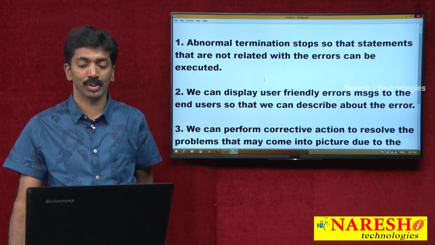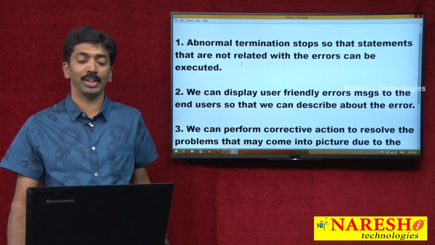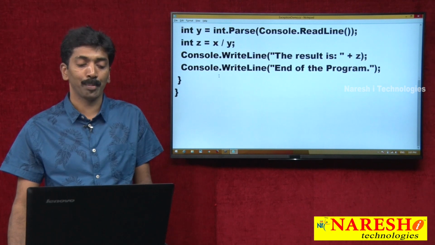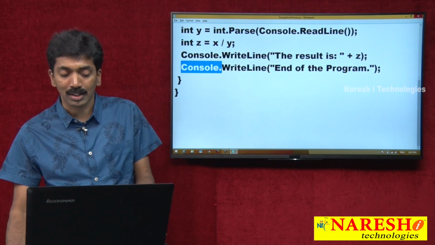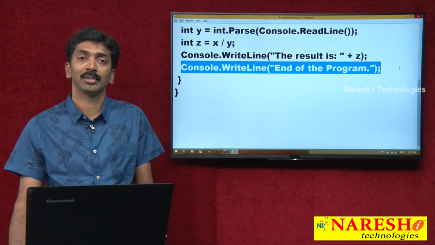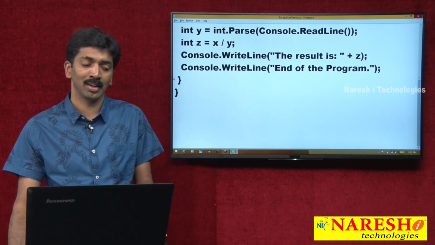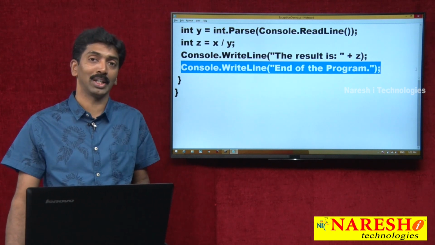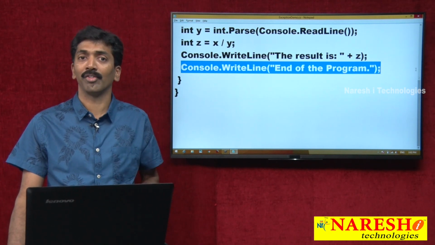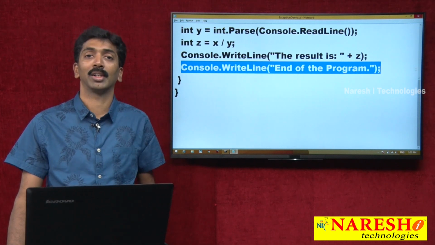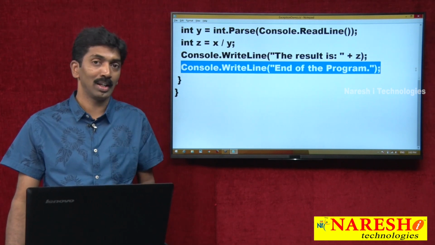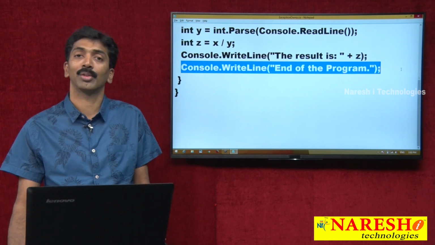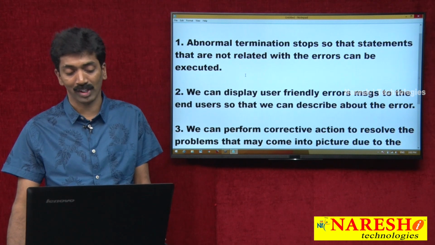Abnormal termination stops, so that statements that are not related with the error can be executed. If you understand the previous program, this statement is in no way related with the error. But whenever an exception is arising, the statement is not executing now. When it is no way related with the error, it is not fair stopping the execution of that line. So now if you can handle the exception, automatically you can make the statement execute. Okay, so this is the first advantage.